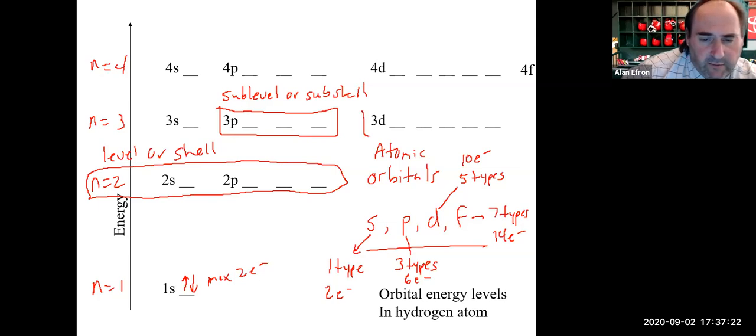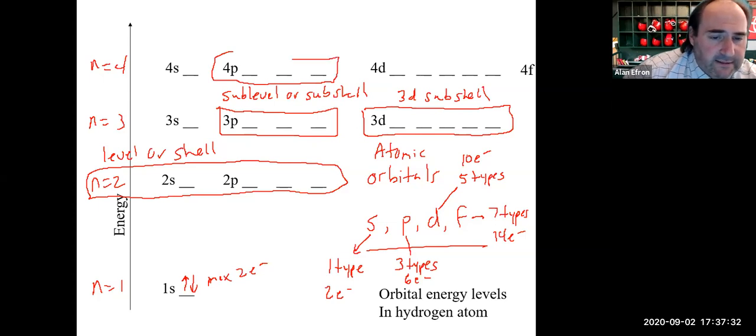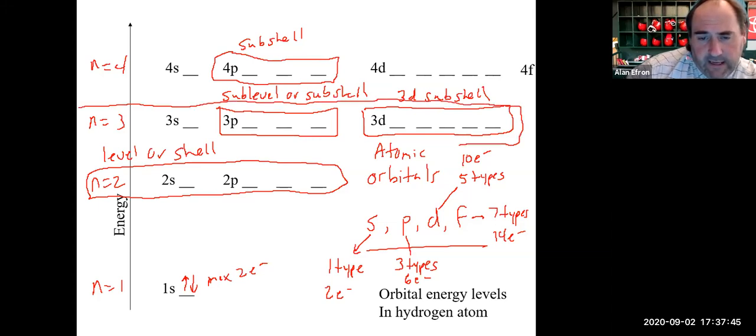Just like this here would be the 3d subshell. Over here, this would be the 4p subshell. And that's different again if I was talking about the n equals 4 or n equals 3 level or shell. That would be everybody that's contained in there as you go through here.